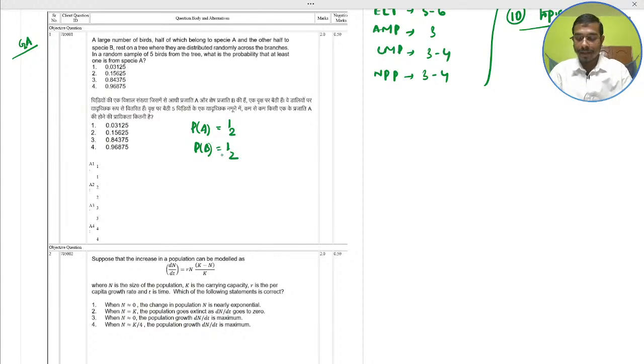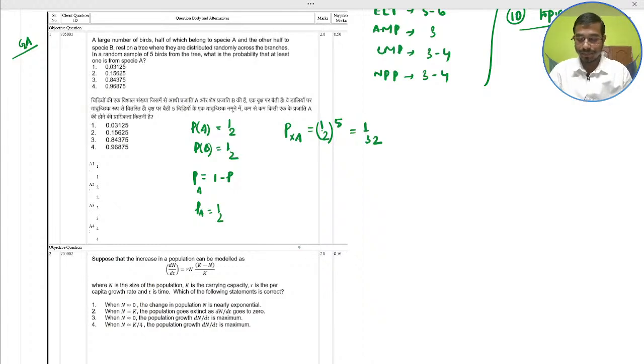If 5 birds are chosen at random, the probability that at least one is from species A is 1 minus P, where P means none of the birds is from species A. The probability of species A is half, and the probability that all 5 birds are not species A would be P of not A, that is half to the power 5, that is 1 by 32.